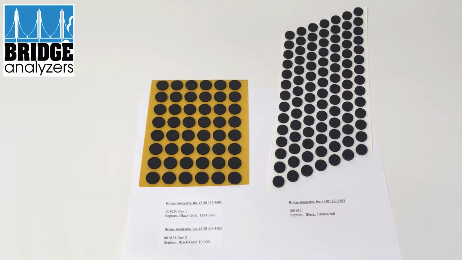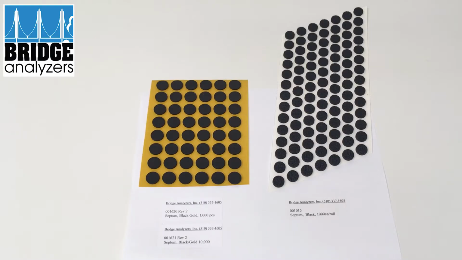1621. The benefit of the black gold septum is that it will adhere very rapidly to your package, even in a moist environment. And it's also specifically engineered for our MAP gas testing.